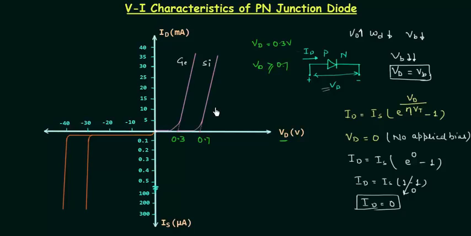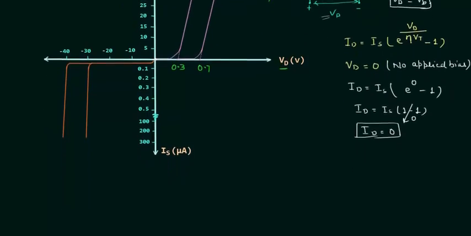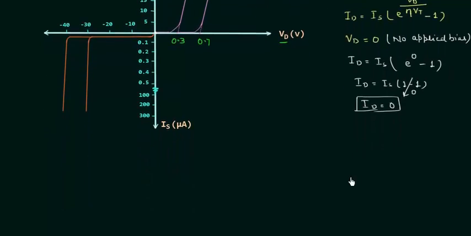Now we will move to the reverse bias condition. In the case of reverse bias, the positive terminal of the battery is connected to the N side and the negative terminal of the battery is connected to the P side. So first I will make the circuit. This is the symbol of the diode. We will connect the P side to the negative potential and the N side to the positive potential, and the voltage across the diode is VD, and we have to find the current through the diode.